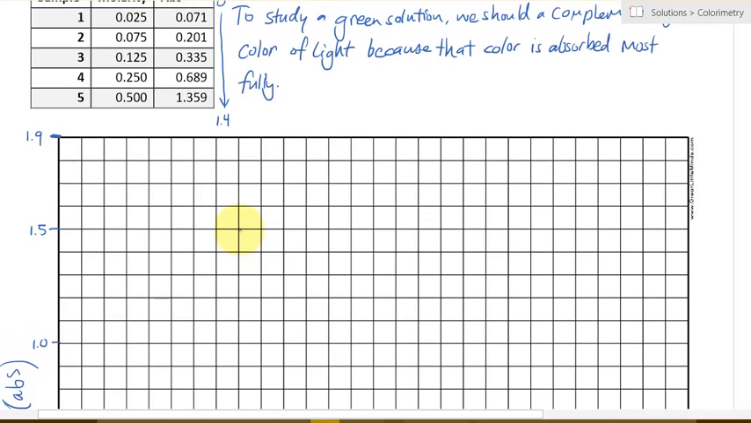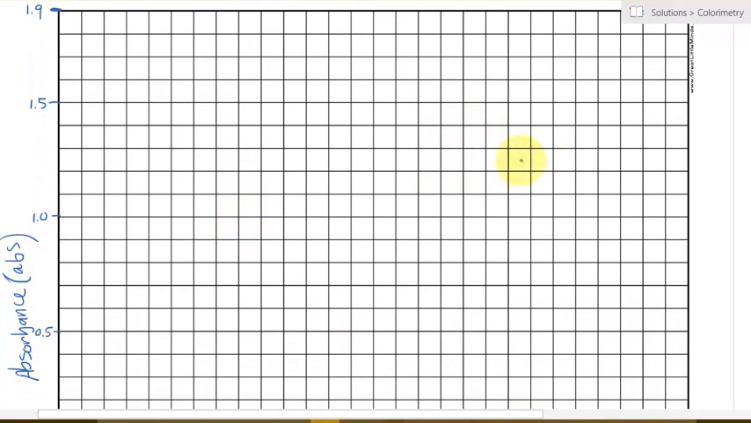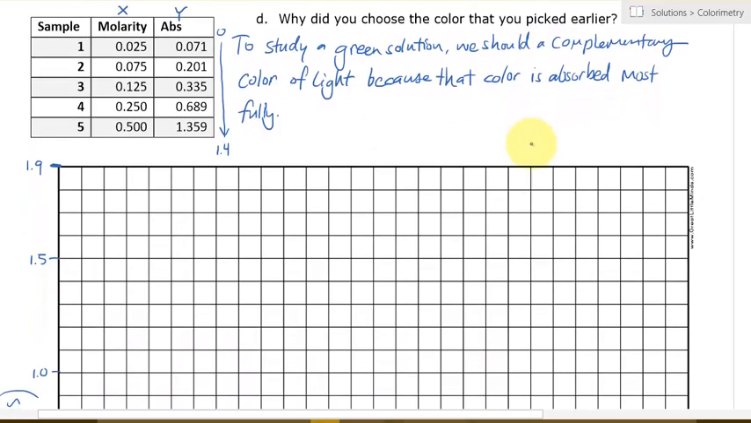The furthest out point will be at 0.5 molarity and about 1.36. So it'll be out here somewhere in the corner of the graph, and that's a good spot for your largest data point, and still uses most of the graph. Okay, so to set the data in here now, we need to recognize just one more thing.